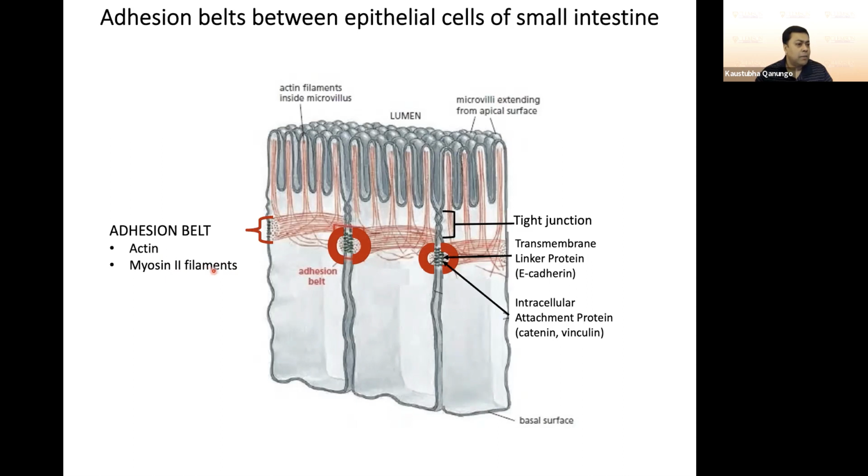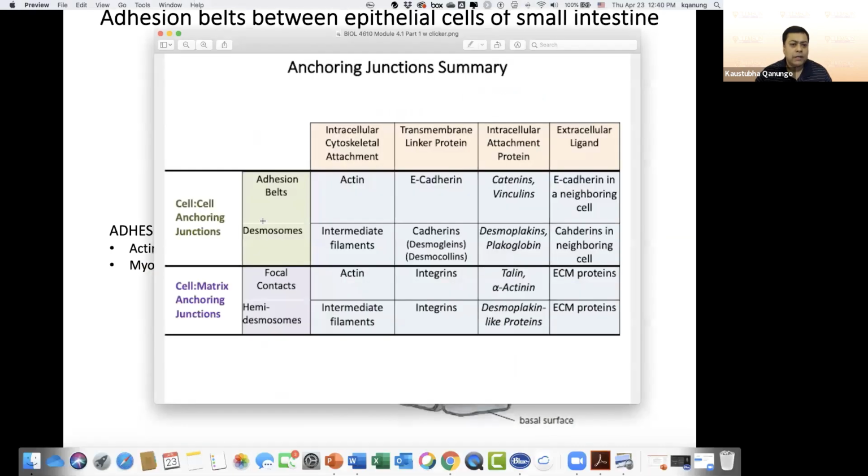So just remember this particular example, if I bring it here, because this is a tricky question. If you see right here, the cell-to-cell anchoring junction, the adhesion belt, has actin, the transmembrane linker protein cadherin, catenin and vinculin as the attachment proteins or plaque proteins, and the ligand, which is the other cadherin in the neighboring cell that it is attaching to.